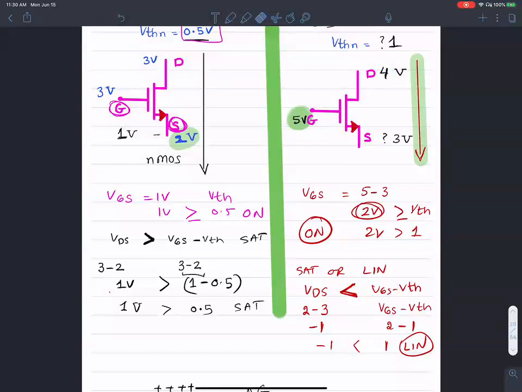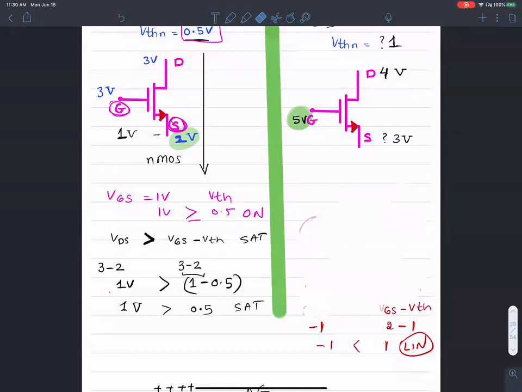Okay, I'm going to come back to this problem with 4 volts. Now tell me what region of operation this is in.